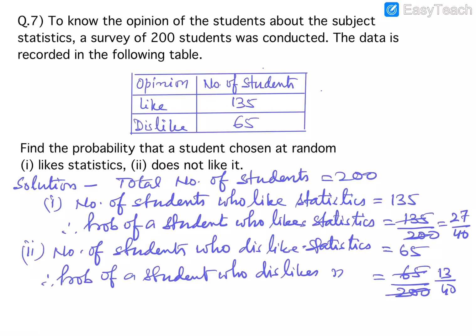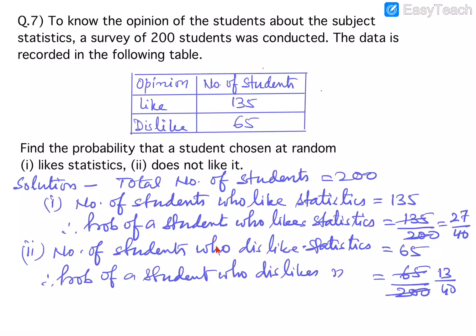Here total number of students is equal to 200 and this will form the total number of trials. First part, number of students who like statistics is given 135 and therefore probability of student who like statistics is equal to 135 by 200, that is 27 by 40.